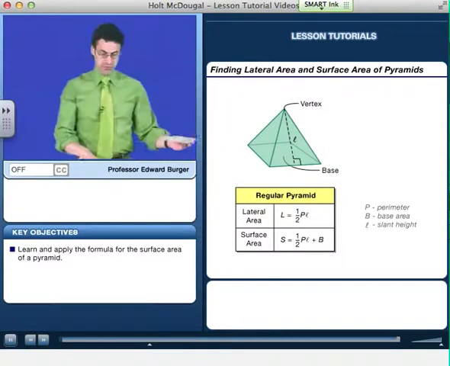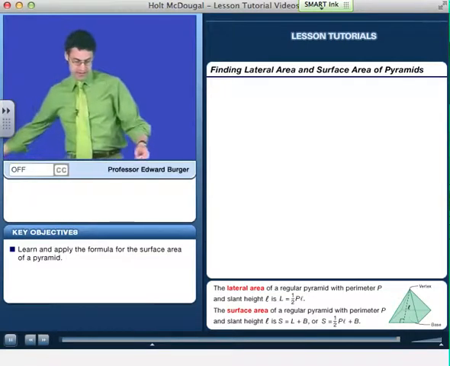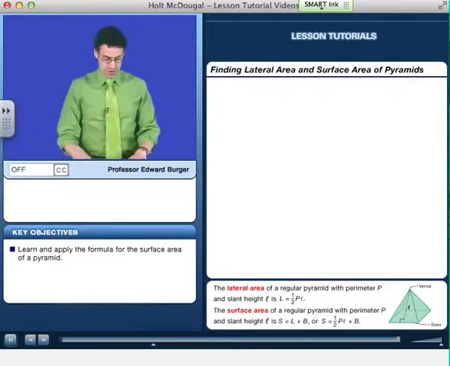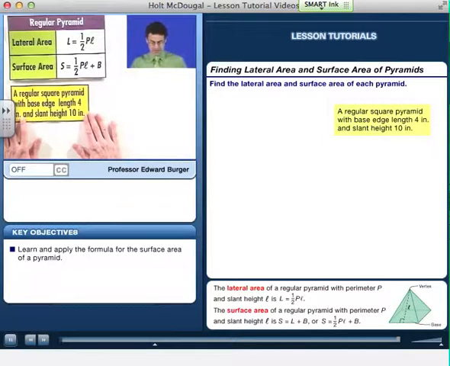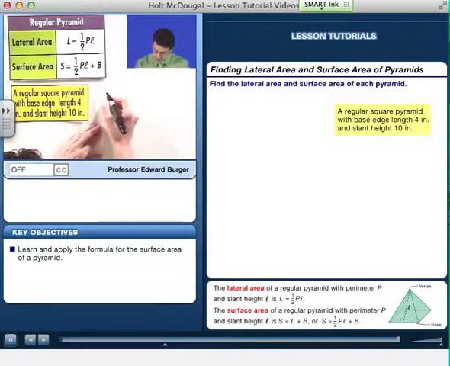Let's take a look at some examples where we can see these formulas coming into play. So, first of all, let's consider a regular square pyramid with base edge length 4 inches and slant height of 10. And what I'd like us to do is to find the lateral area and the surface area. Well, it might be fun to sketch a little teeny picture of this, just to see what's going on here. So I'll just sketch a little picture.